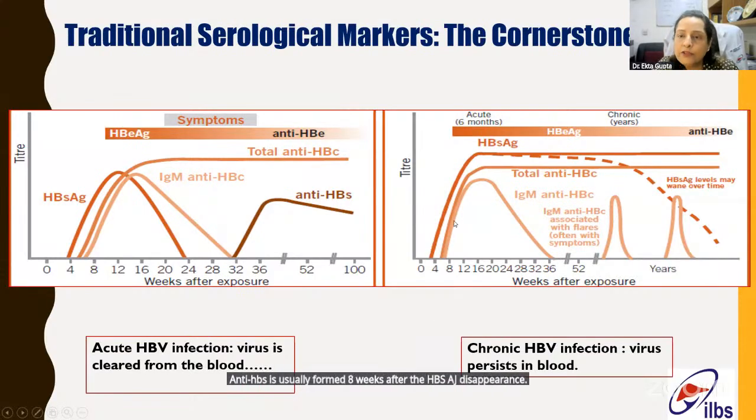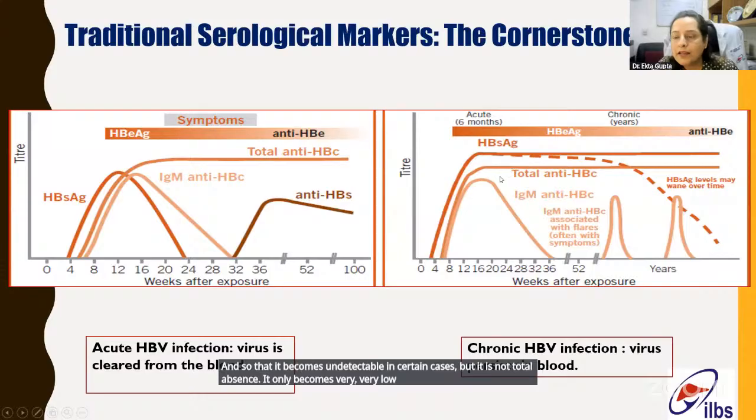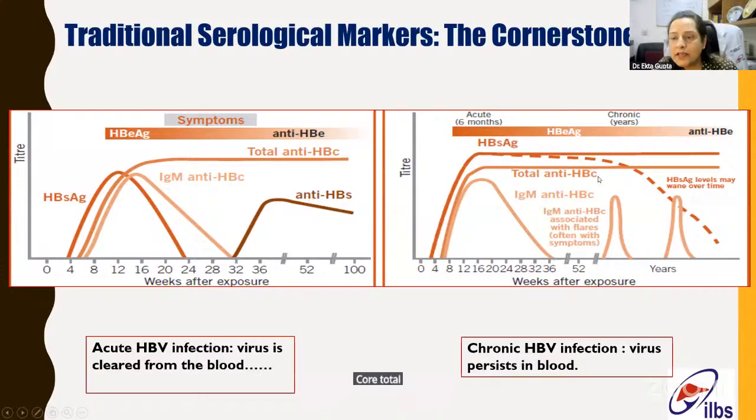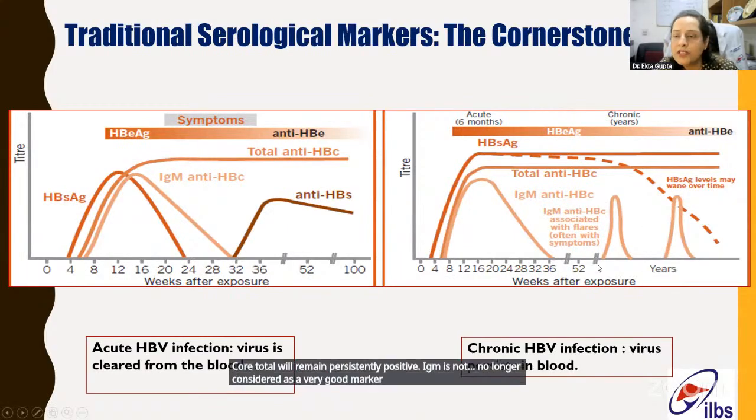In chronic infection, HBsAg persists lifelong. It may come down, so that it becomes undetectable in certain cases, but it is not total absence. It only becomes very, very low. But core total will remain persistently positive. IgM is no longer considered a very good marker for acute infection, because during chronic reactivation the IgM antibodies are also formed.